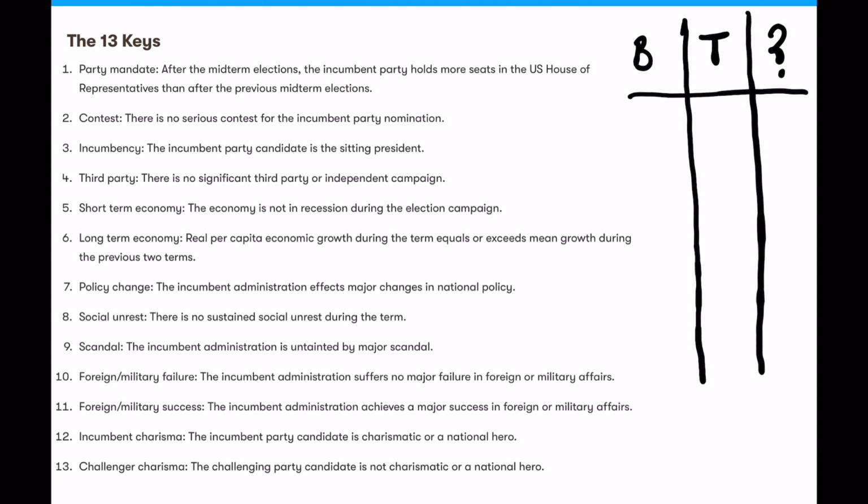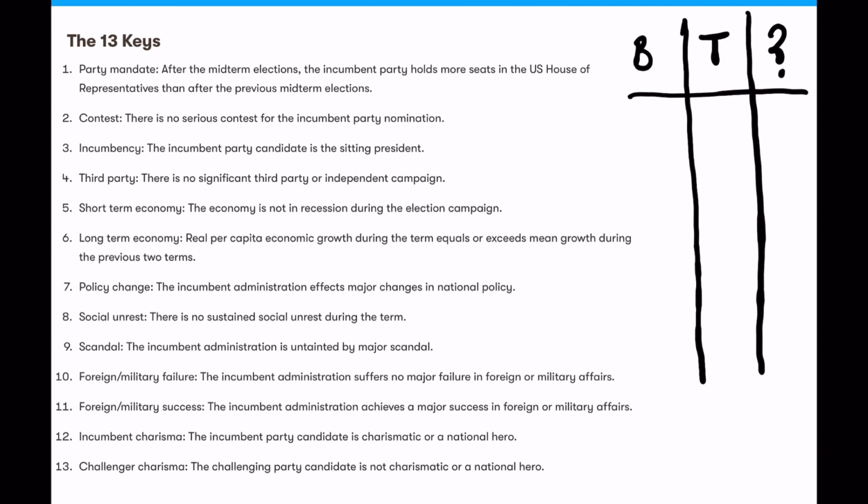But we can go ahead and dive right into it. The first key is party mandate. After the midterm elections, the incumbent party holds more seats in the House of Representatives than after the previous midterm elections. So in 2022, we had the midterms. The House did flip. We now have a Republican Speaker of the House, obviously with a simple majority of the House of Representatives being Republican. So that is a tick against Biden. So that's a false, right?